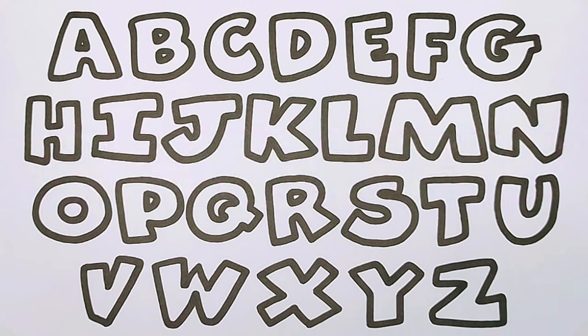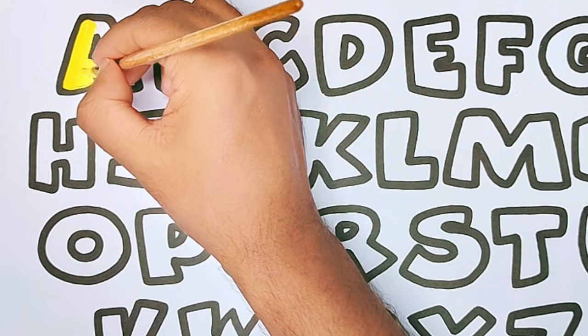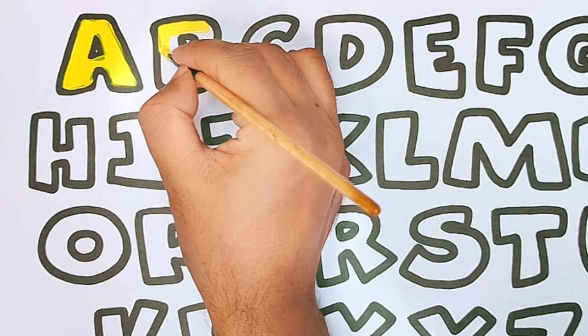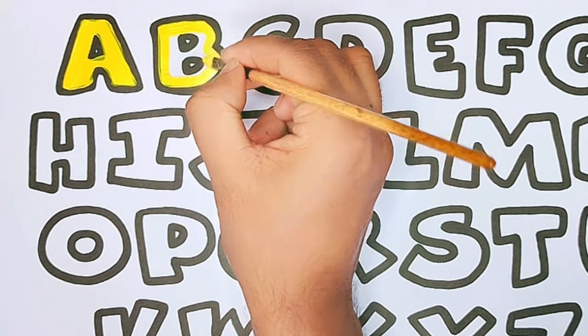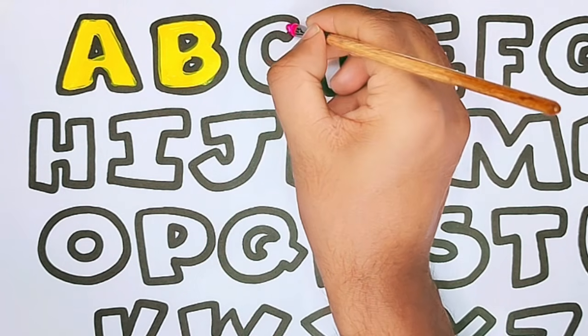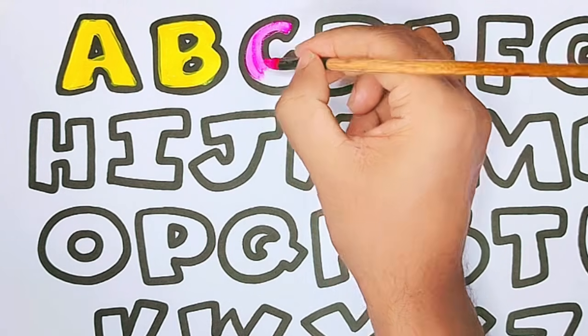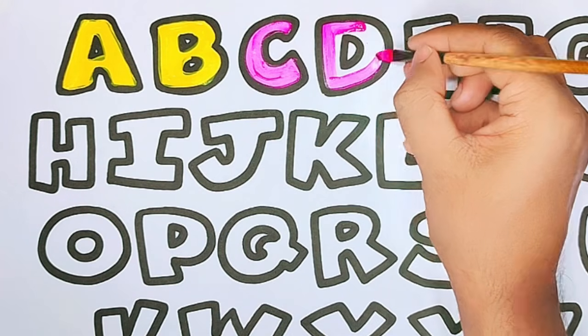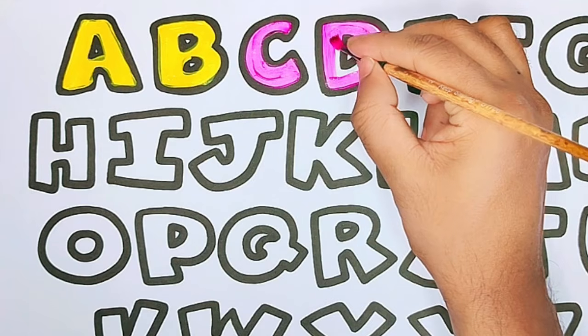Let's paint. A for ant. B for ball. C for carrot. D for dog.